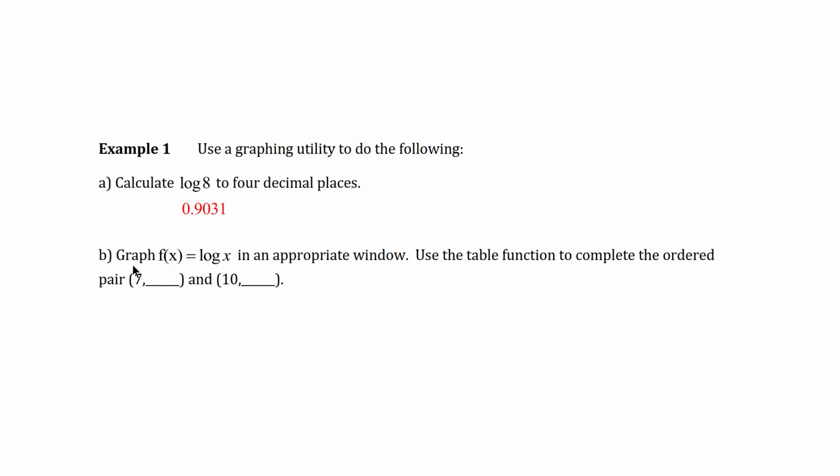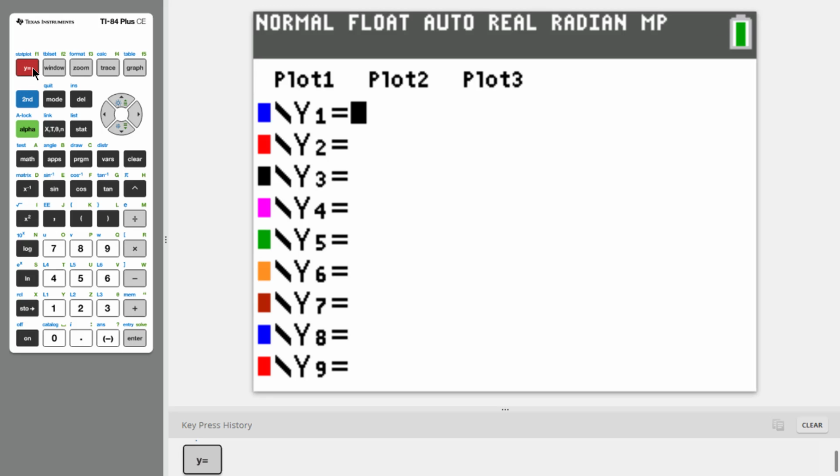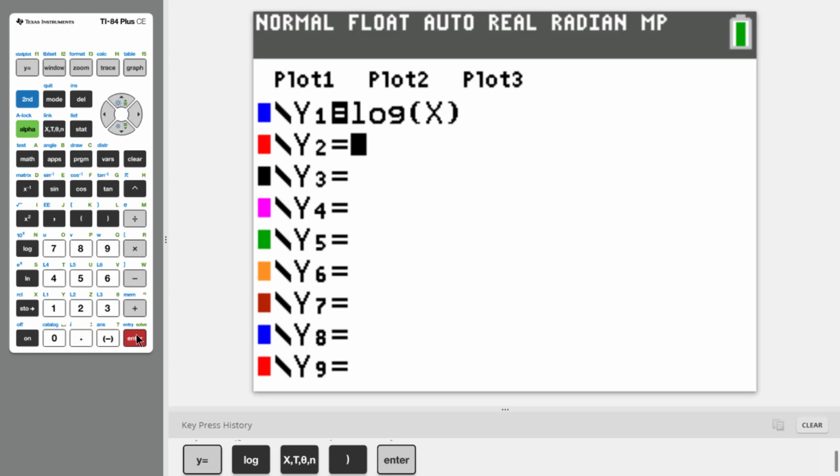For part B, we need to graph the function f of x equals log of x in an appropriate window. Afterwards, we need to use the table function to complete the ordered pair, parentheses 7 comma blank, and parentheses 10 comma blank. First, we graph f of x equals log of x in our graphing calculator. To do this, we need to go to the equation editor by pressing the y equals button in the top left corner. Next, we enter in log of x for y1, we put a close parenthesis, and then we hit enter. To display the graph of this function, we need to press the graph button in the top right corner.